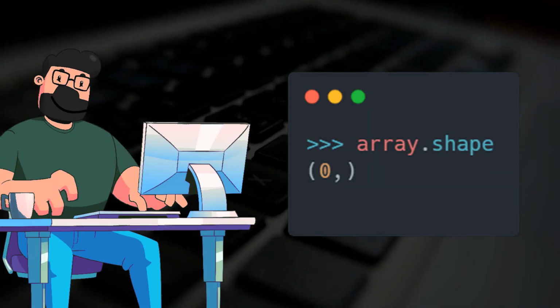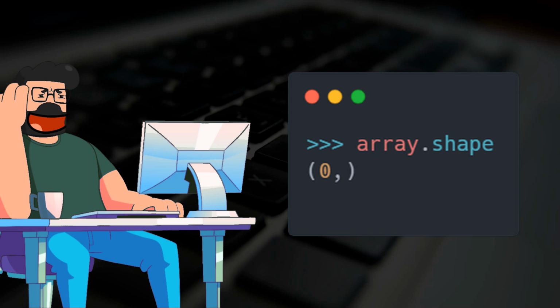Finally, we wrapped up our investigation by summarizing the differences between zero-dimensional and one-dimensional arrays in numpy. Understanding these nuances can help you navigate numpy functions more effectively and avoid pitfalls when working with arrays.